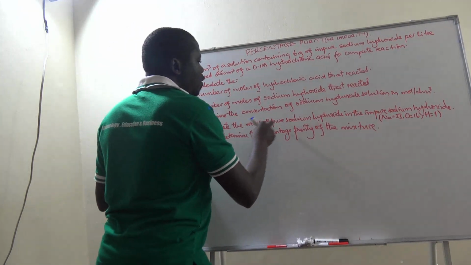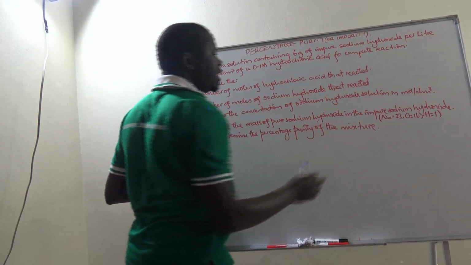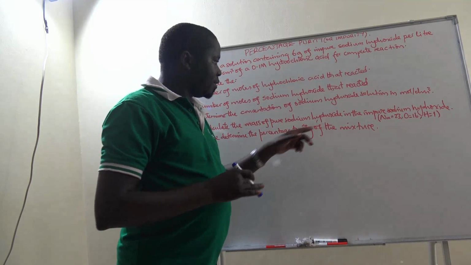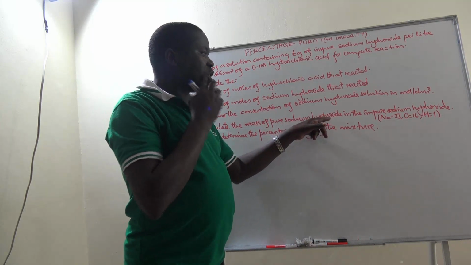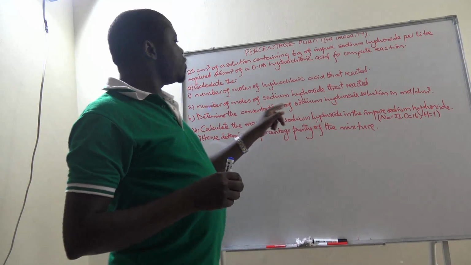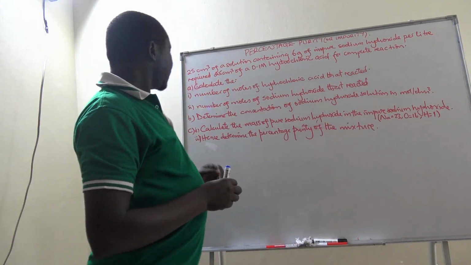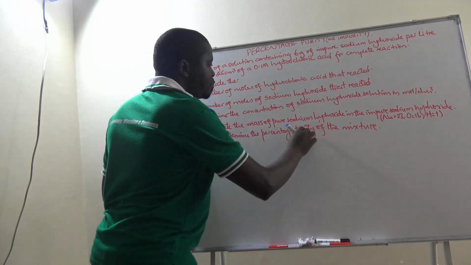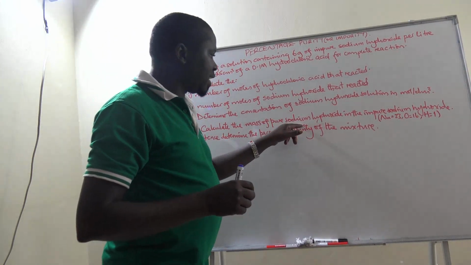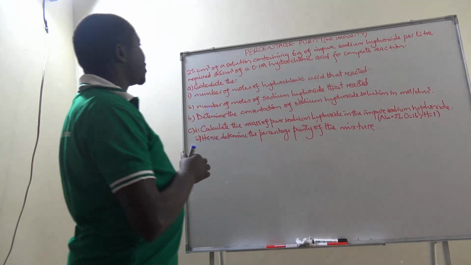Then calculate the mass of pure sodium hydroxide in the impure sodium hydroxide. In other words, they are asking you for the concentration in grams per liter of the sodium hydroxide solution. Concentration of sodium hydroxide in grams per liter. It is the same as the mass of pure sodium hydroxide in the impure sodium hydroxide or in the mixture. And then we determine the percentage purity of the mixture. The percentage purity is like the percentage of sodium hydroxide in the mixture, that is in the impure sodium hydroxide. So that's what we are going to look at.